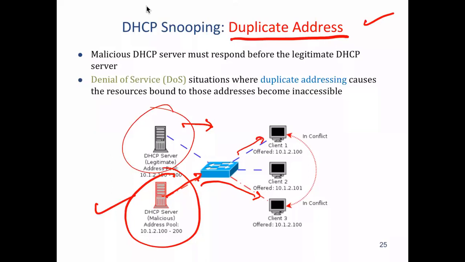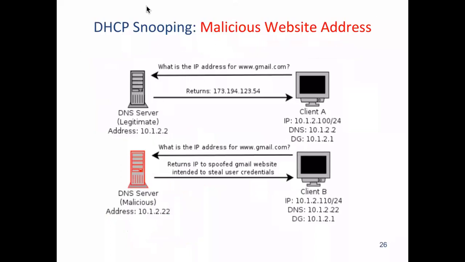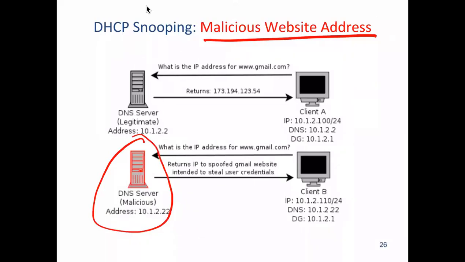The other is a malicious website address, let's say a malicious domain name server. If in the DHCP response Alice gets the address of a malicious DNS server, then when Alice sends a request asking for the IP address of google.com, it will respond with the IP address of a malicious website or malicious machine.